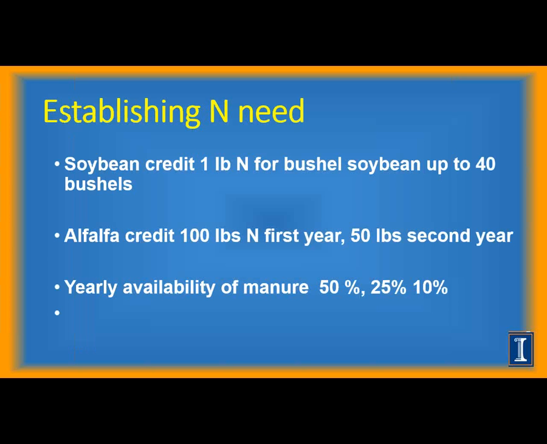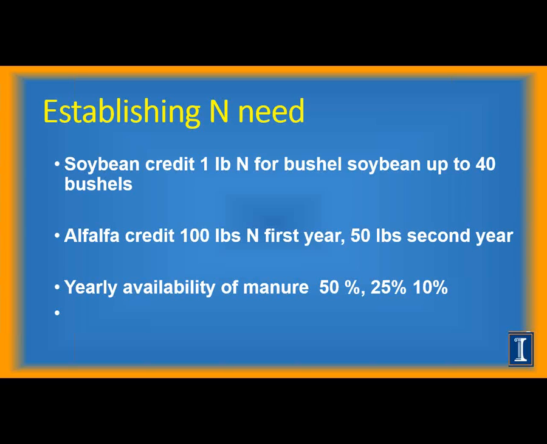So if you're looking at the static type approach, and you want to take a look at soybean credits, typically I've seen 1 pound of nitrogen for every bushel of soybean yield up to 40, and I think in some cases they've used a limit of 50 bushels.